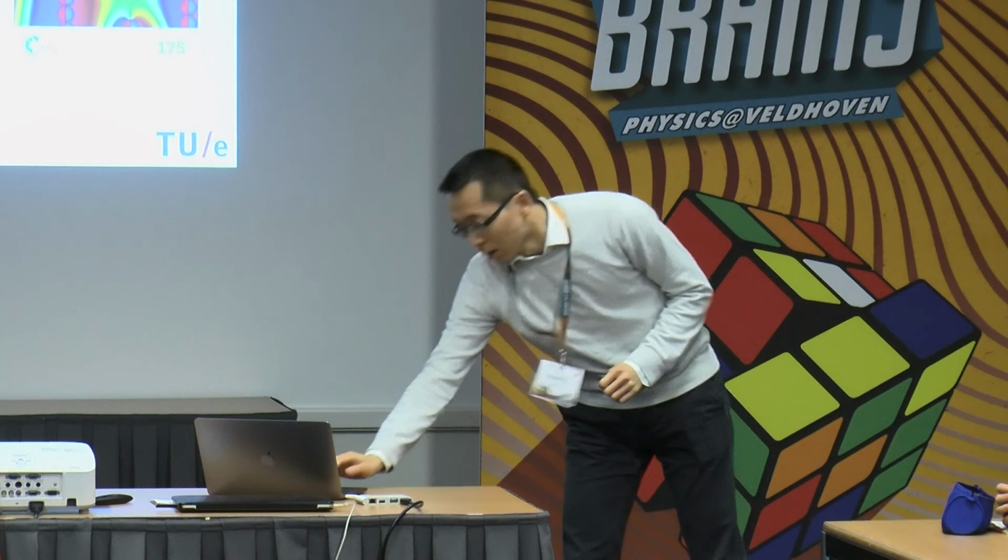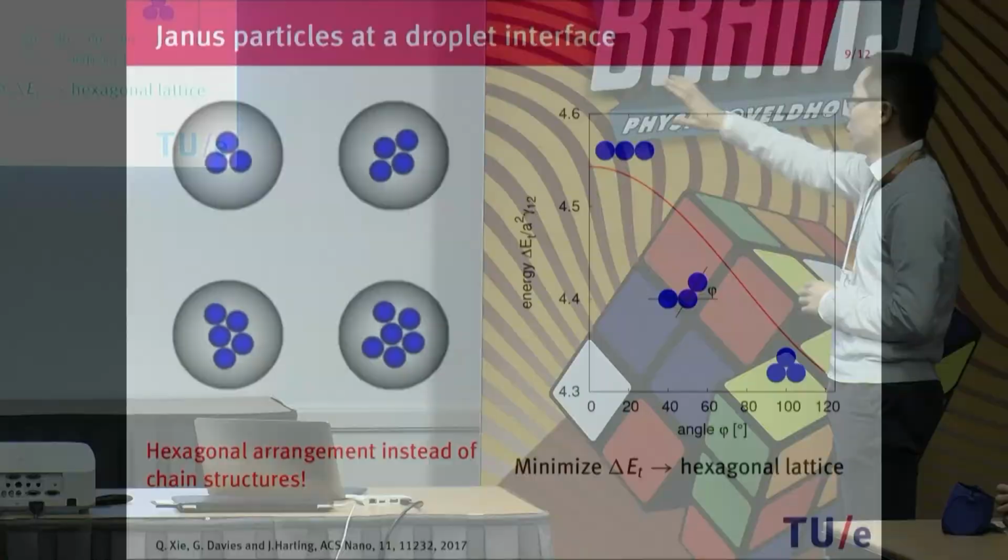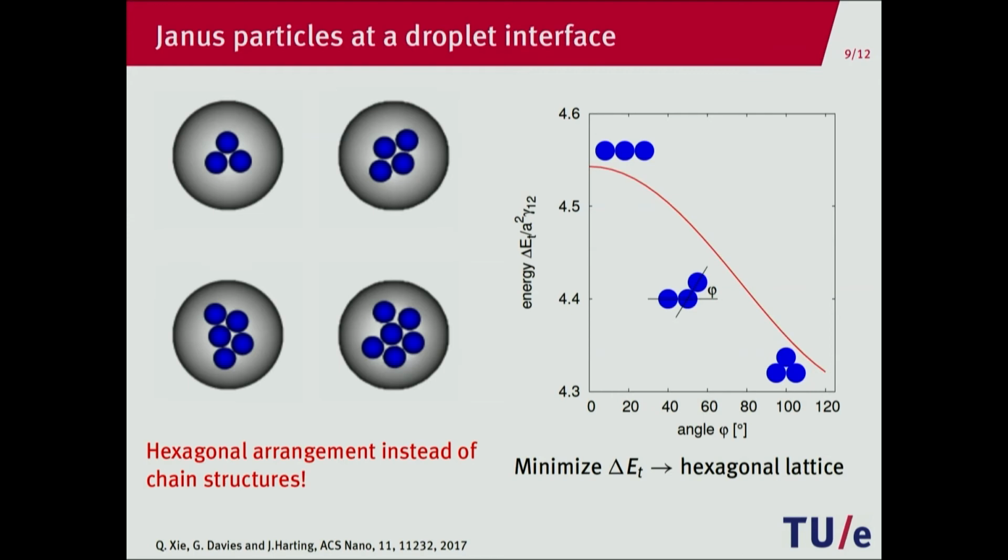Then we now put the particles at the droplet interface. Now this left figure shows the top view. You see for 3 to 6 particles, the particles favor hexagonal arrangement instead of chain-like structures at a flat interface. And for this system, we also divide the free energy, and the free energy predicts that such particles favor hexagonal arrangement. So it's different from the flat interface case.